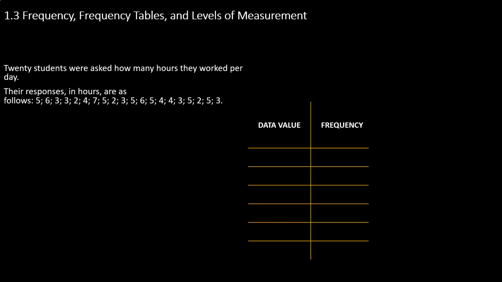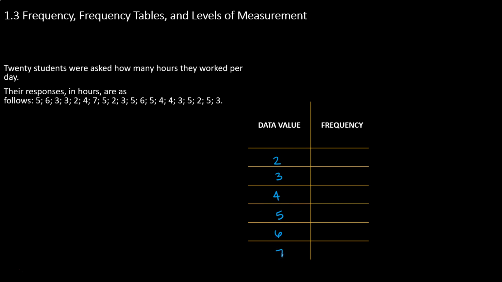So let's do an example of a frequency table. Here we have a data set that represents 20 students and how many hours they work per day. I want to organize that data into the table that we have on the screen. I have two columns. One column is called data value, and that's where I'm going to list the different types of data values that live in my data set. So we have 2s and 3s and 4s, 5s, 6s, and 7s.